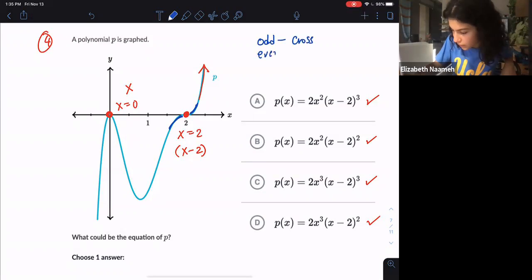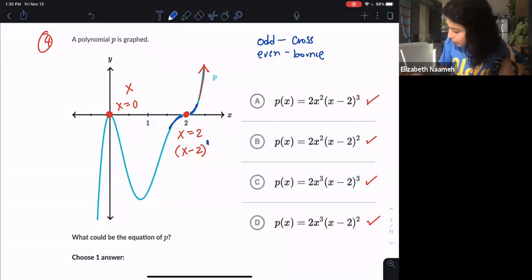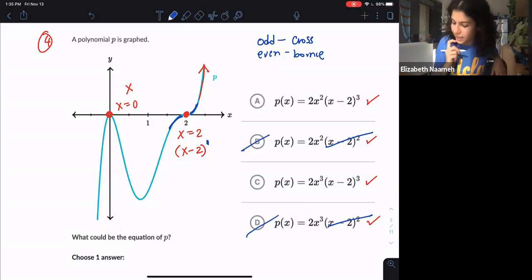And remember, evens are where we bounce off. So it's going to be to the power of 1 or to the power of 3. But this one definitely can't work. And we definitely can't have an even power. So we're between A and C. Okay, let's narrow it down further.